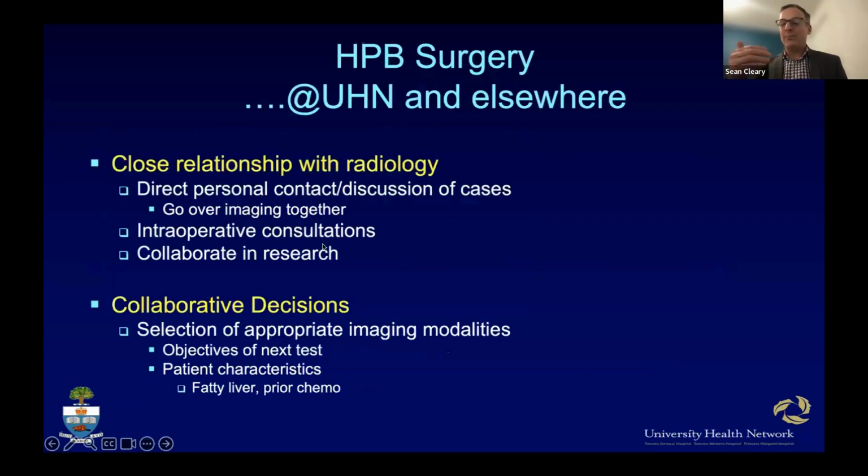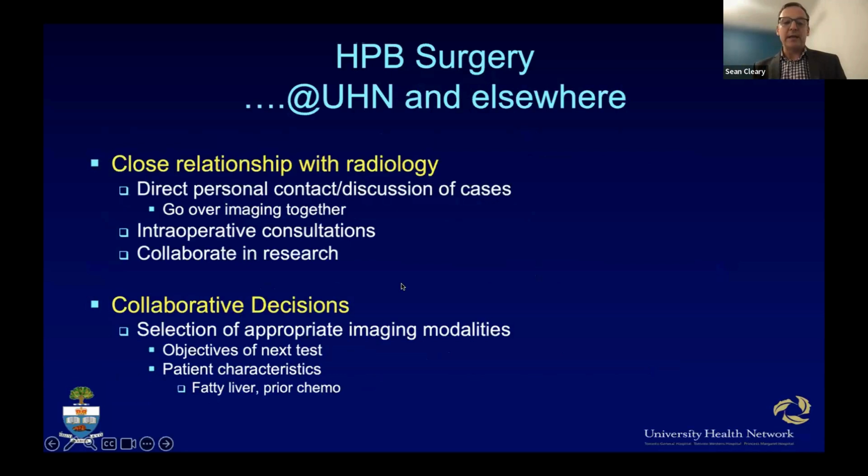So again, as you can tell by even just Kartik talking about the surgical implications of certain lesions, we have an extremely close relationship with radiology that involves direct personal contact and discussion of cases. We go over the imaging together. We do intraoperative consultations, call the radiologist from the OR, or the radiologist will come up to the operating room. And obviously we collaborate in research.